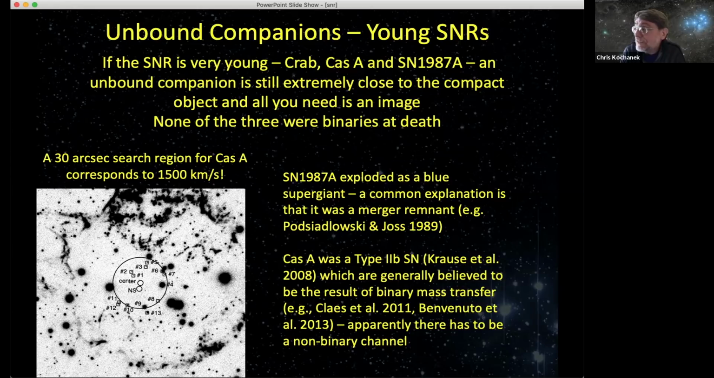This does have some interesting implications. A popular model for explaining how 87A exploded as a blue supergiant is to make it a merger remnant. This idea was advanced very shortly after the explosion by Podsiadlowski. And then the other one is that Cas A is known to be a type IIb supernova from the dust reflection spectra of the explosion. But type IIb supernovae are generally believed to be binary mass transfer systems, except Cas A proves there has to be some other channel, because Cas A was not a binary when it exploded.